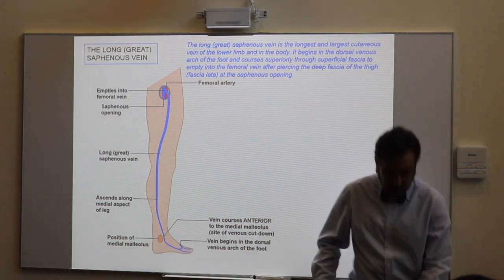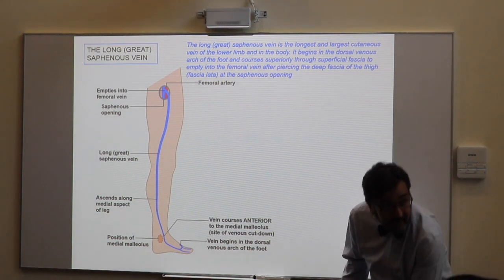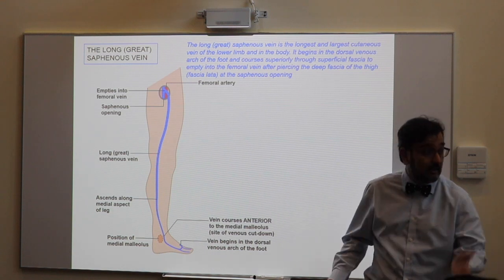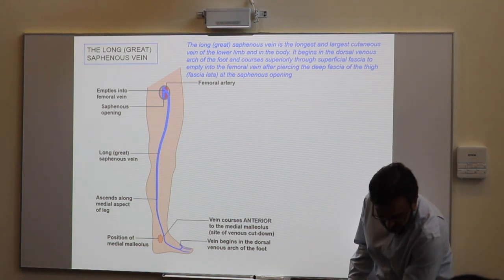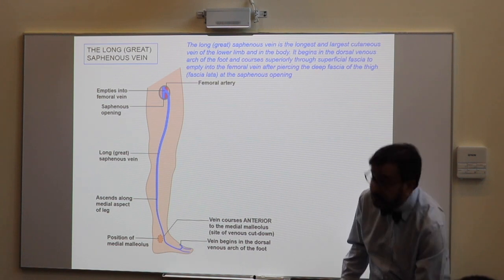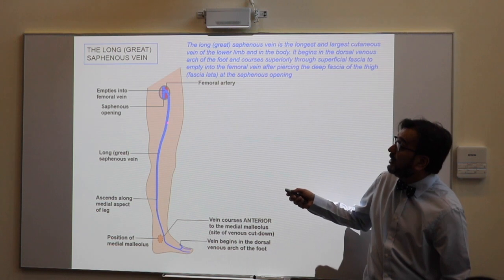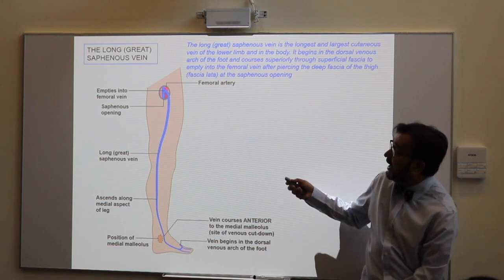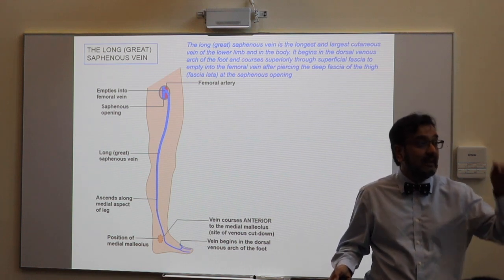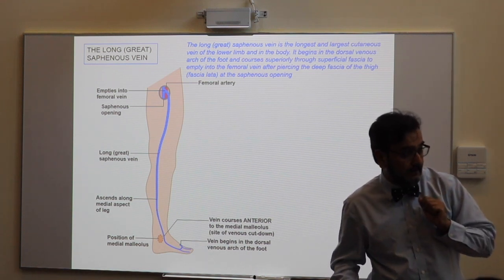Around the knee, it is about a hand's breadth behind the medial aspect of the knee. So in the knee region, if you want to find the saphenous vein, it would be one hand's breadth behind the knee on the medial aspect. Then it will continue on the medial aspect of the thigh and pass through an opening in the fascia lata, which is the deep fascia of the thigh, to enter into the femoral vein.